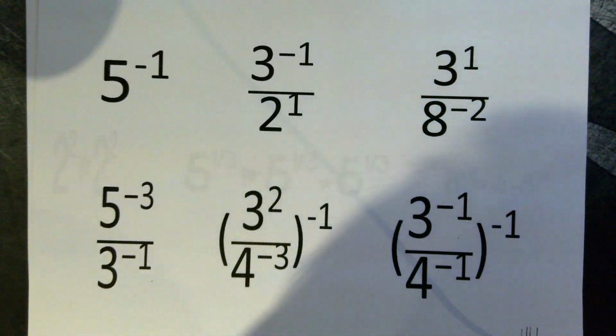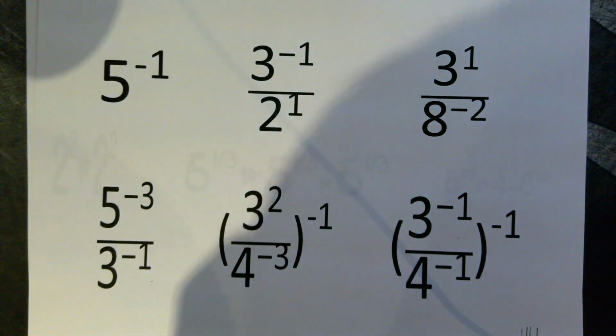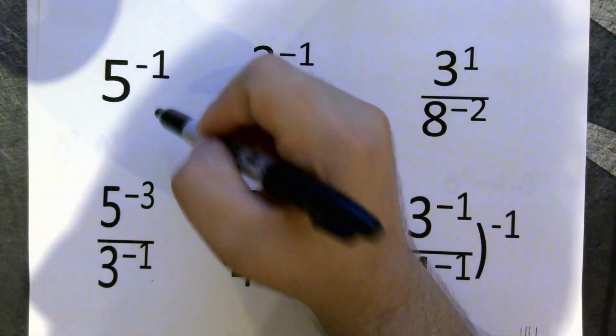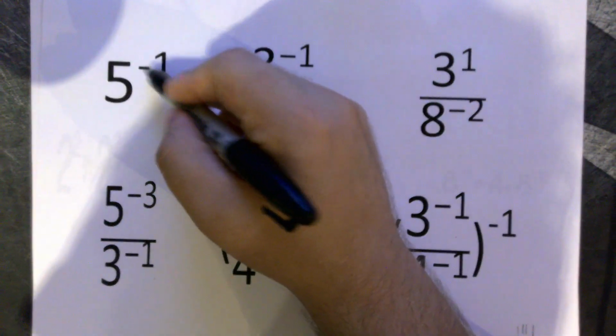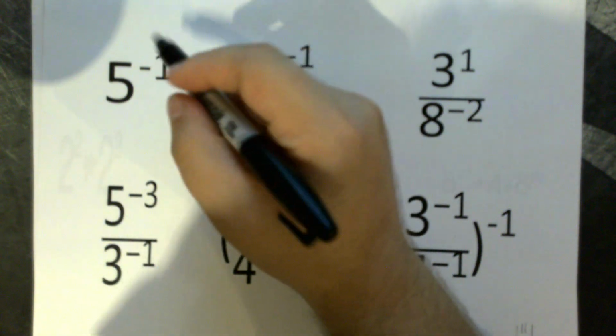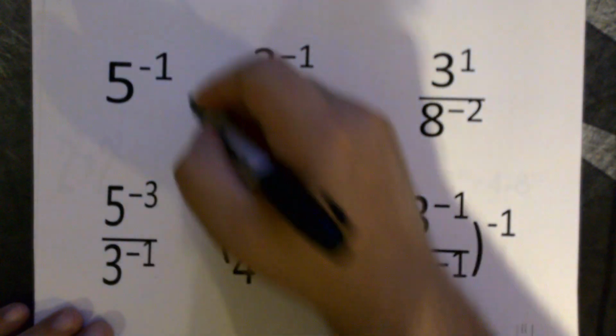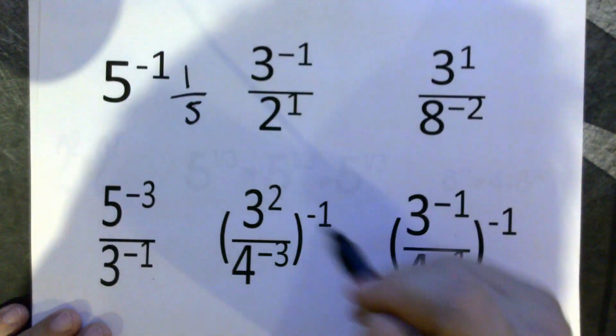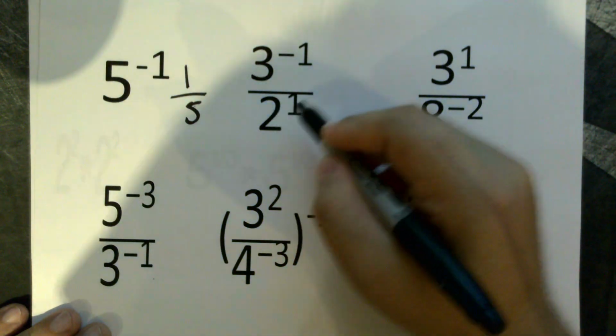Negative exponents are treated like repeated division. A regular positive exponent is repeated multiplication. If it's a negative, you can just think of this as, instead of multiplication of 5, it is division of 5. So this is going to become a 1. Instead of times 5, it's divided by 5. All right, we'll go to the next guy.